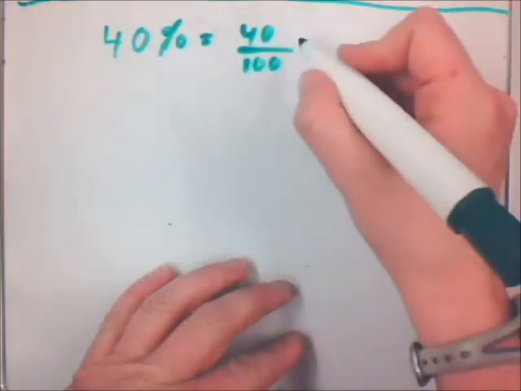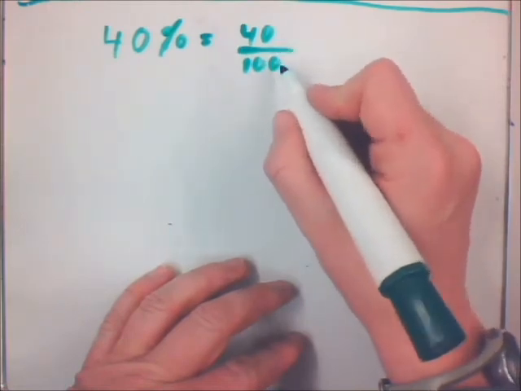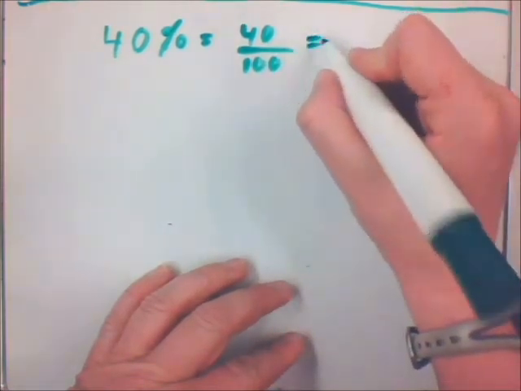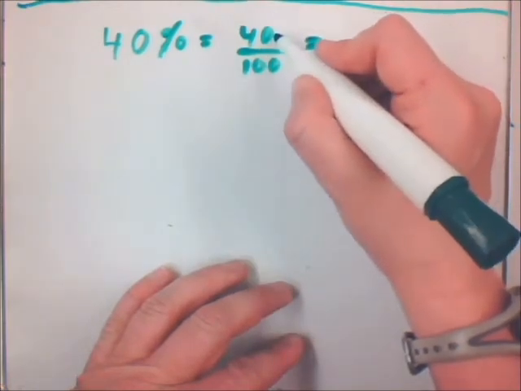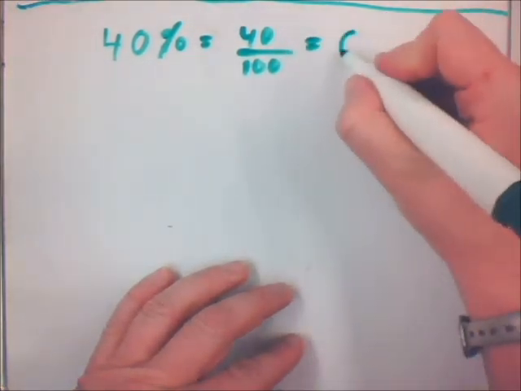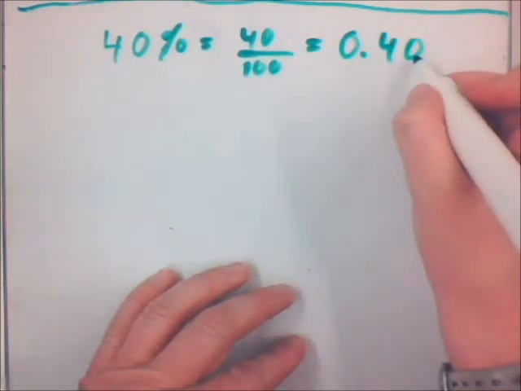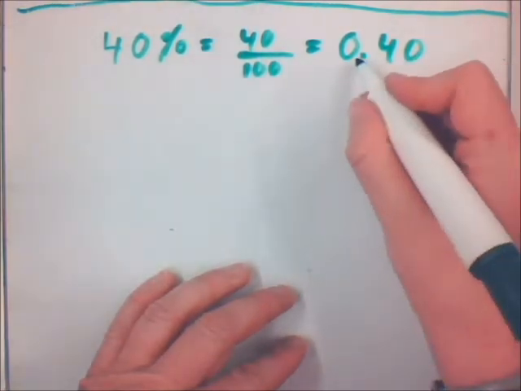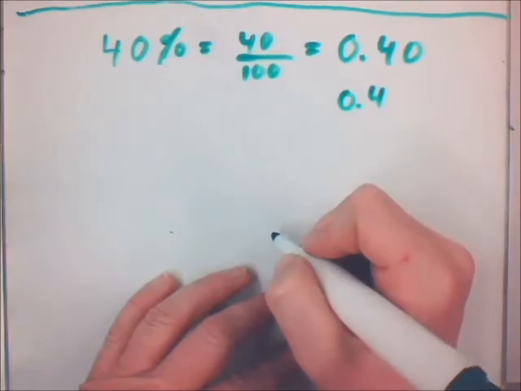And now I use my knowledge of fractions because I know that over 100 also means that I can change it into a decimal with the last digit in the hundredths position. So that would make this 0.40. The 0 is a placeholder here. I can leave it here, or I can take it away. It doesn't matter. 0.40 is the exact same as 0.4.